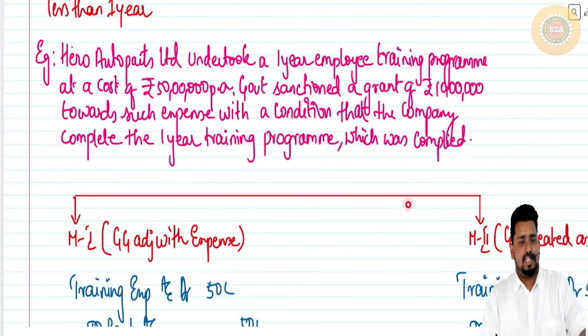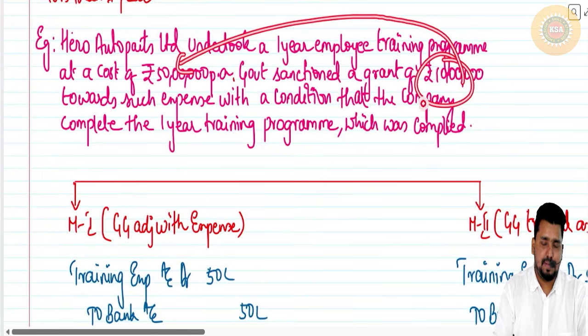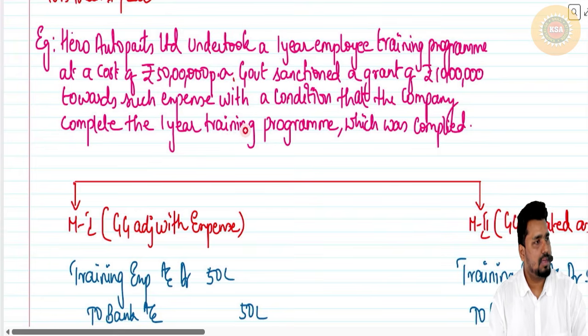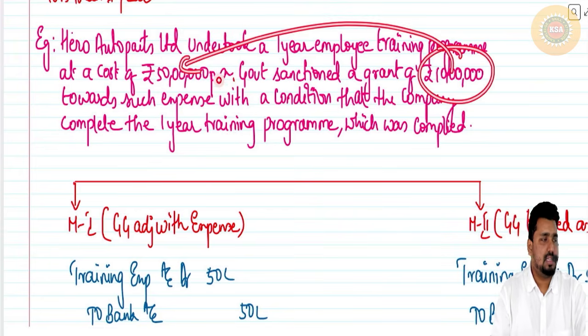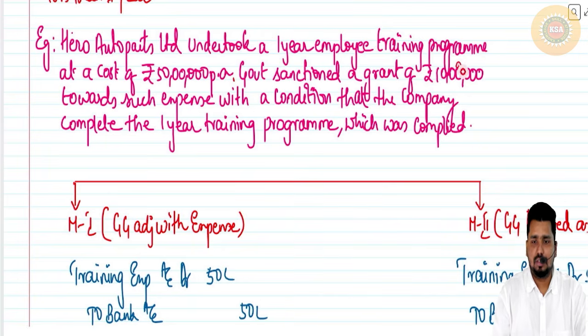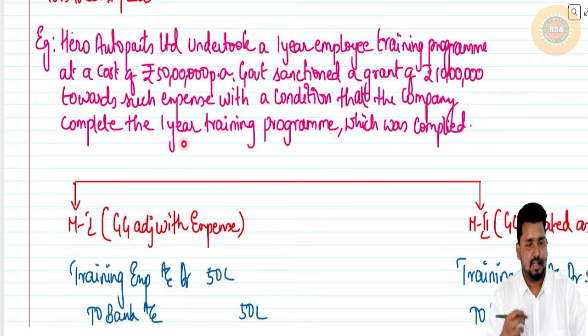But there are two ways of accounting. Clear? One, that 10 lakh will be adjusted with the expense, or it will be shown as income. Tell me what are the two alternatives? Like a depreciable asset, adjust this with the cost, meaning the employee benefit cost, or show it as income, separately from expense. Clear? Let us finish.